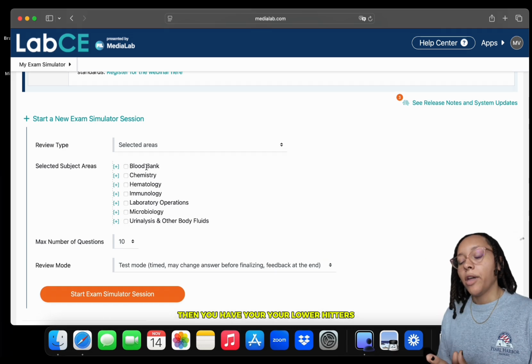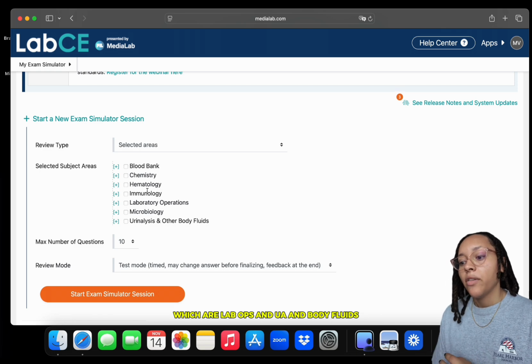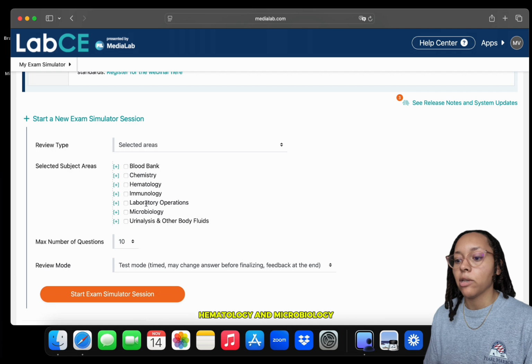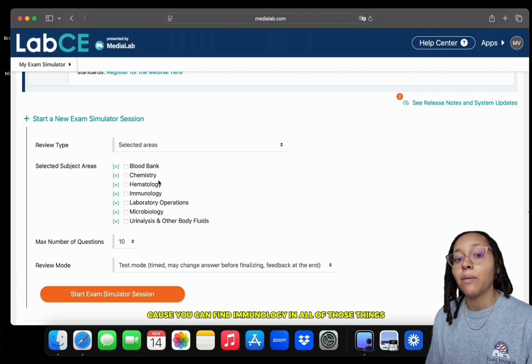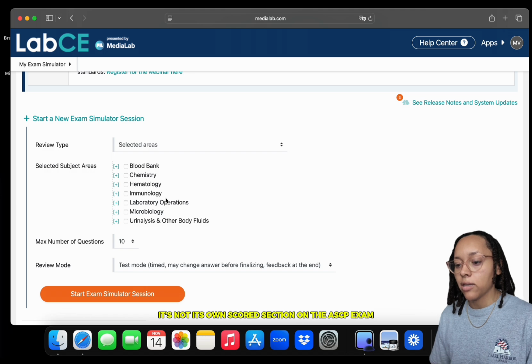That's what it comprises. Then you have your lower hitters that are a little bit smaller of a section, which are lab ops and UA and body fluids. This immunology section right here is included in blood bank, chem, hematology, and microbiology because you can find immunology in all of those things. It's not its own scored section on the ASCP exam.